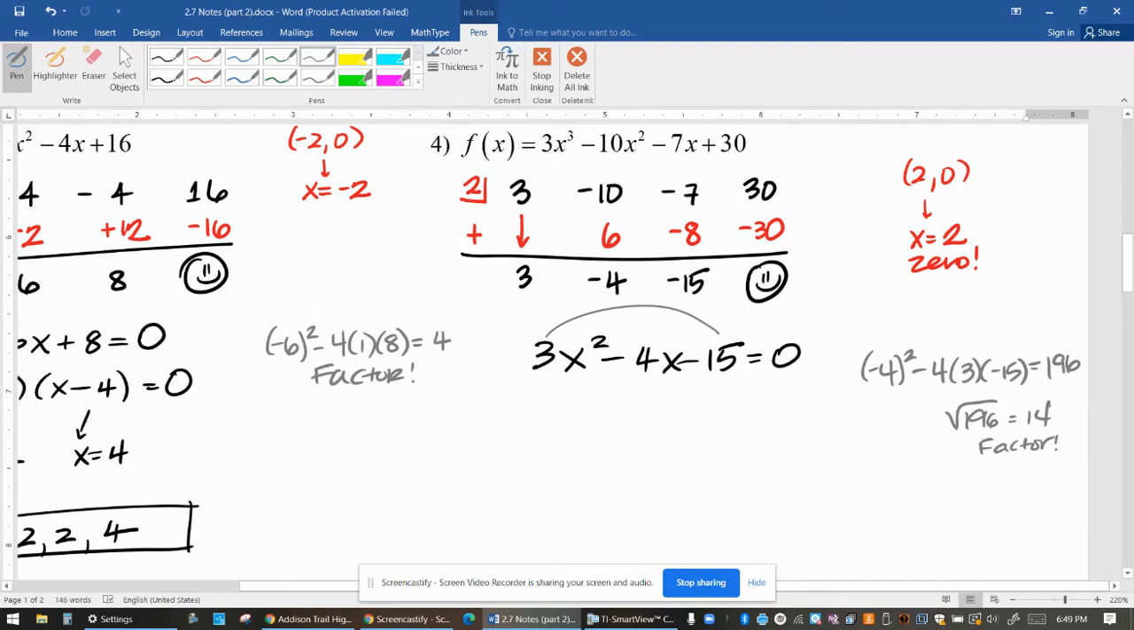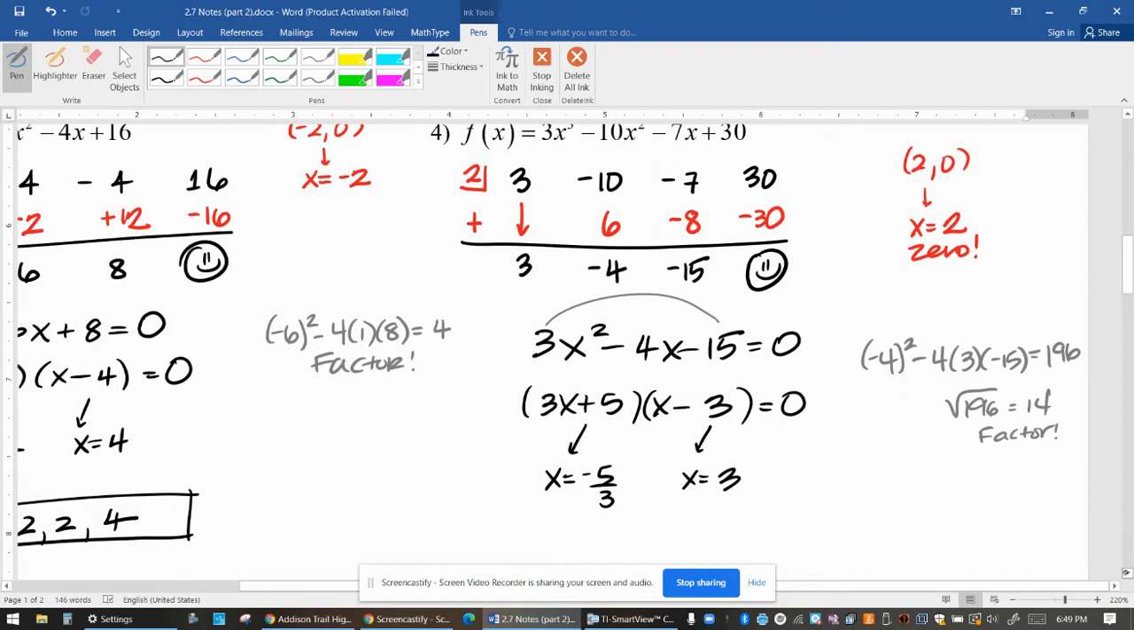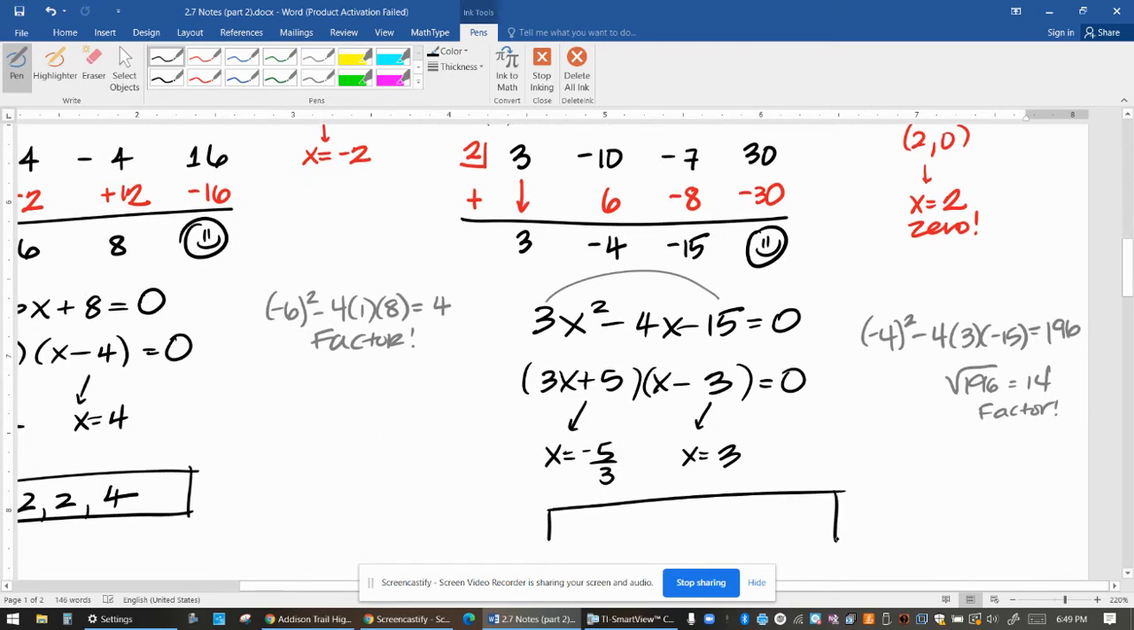Okay, so pause the video for a second and factor it yourself if you haven't done so already, or use the quadratic formula to find the rest of the zeros. Press play when you're ready. Okay, hopefully you did not cheat and you got answers of negative 5/3 and positive 3, and don't forget to also include the original 0 that was given to you.